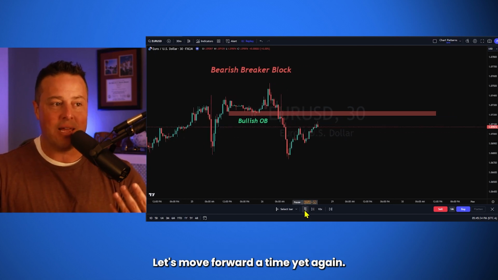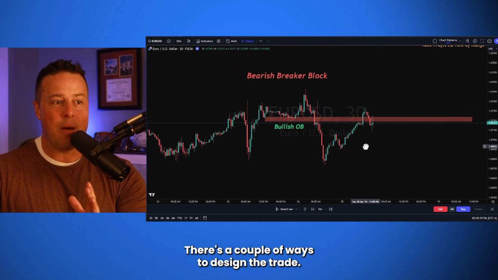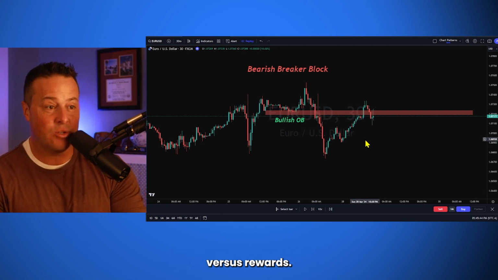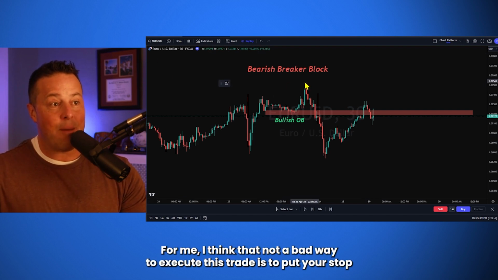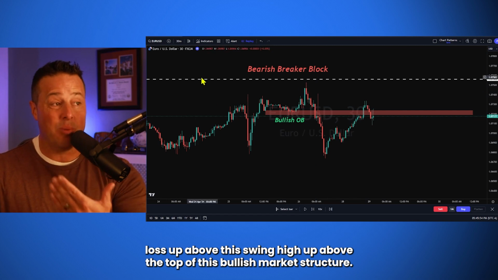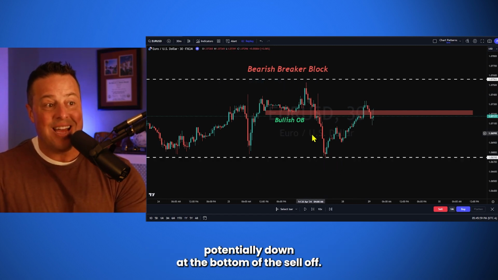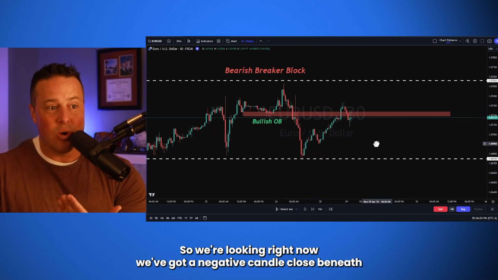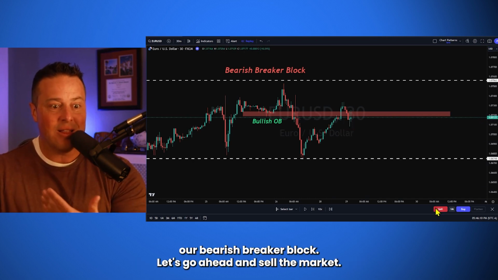Let's move forward in time yet again. Now right here, you'll see there's our retest. Now we hit our bearish breaker block. There's a couple of ways to design the trade. There's several different ways that you can do this, either fixed risk versus rewards, or you can base your trade idea on market structure itself. For me, I think that not a bad way to execute this trade is to put your stop loss up above this swing high, up above the top of this bullish market structure, and then right here you could be looking at putting your profit target potentially down at the bottom of this sell-off, or really the bottom of this somewhat bearish market structure. So we're looking right now, we've got a negative candle closed beneath our bearish breaker block. Let's go ahead and sell the market.